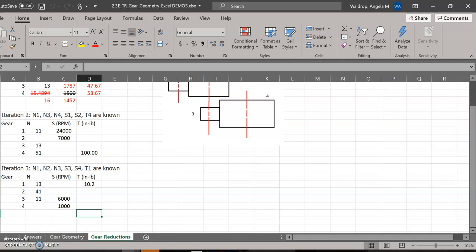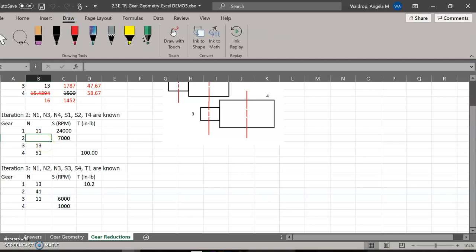Okay, so what we're going to do today is I'm going to do a quick demo for you for iteration 2 and iteration 3. Iteration 2, we have a few of the gear teeth, the numbers of the gear teeth known. We only have 2 speeds known and 1 torque known. Okay, so with what's on the screen, the very first thing that I need to do is to calculate N2.